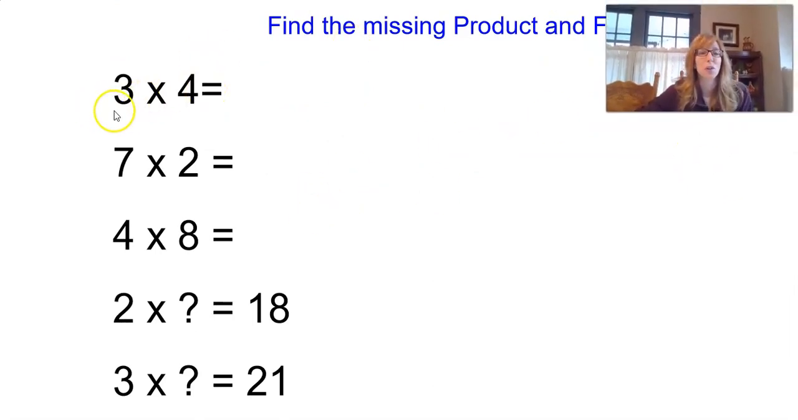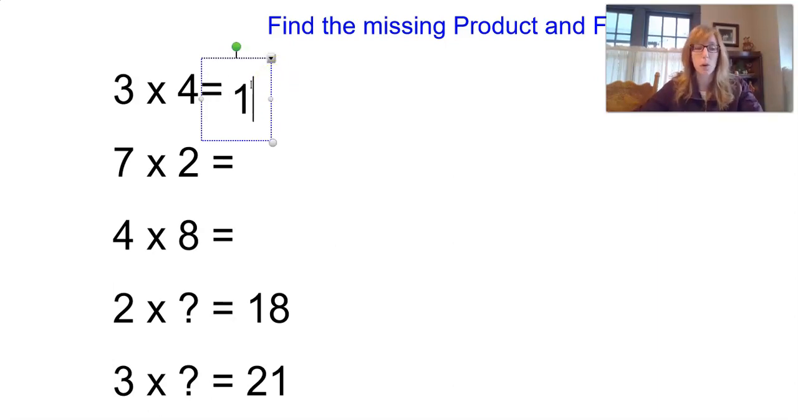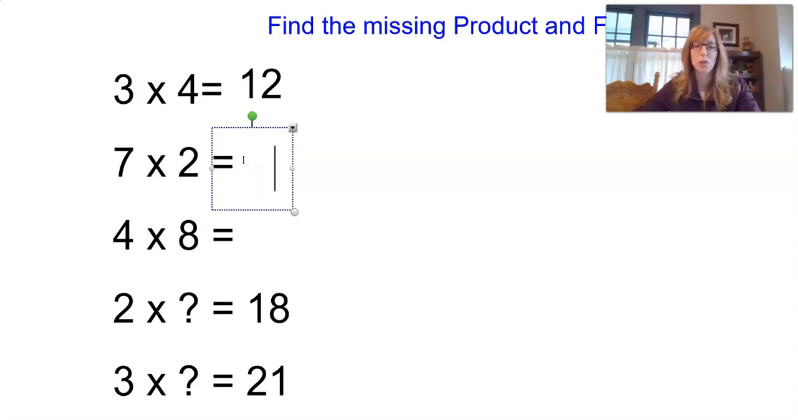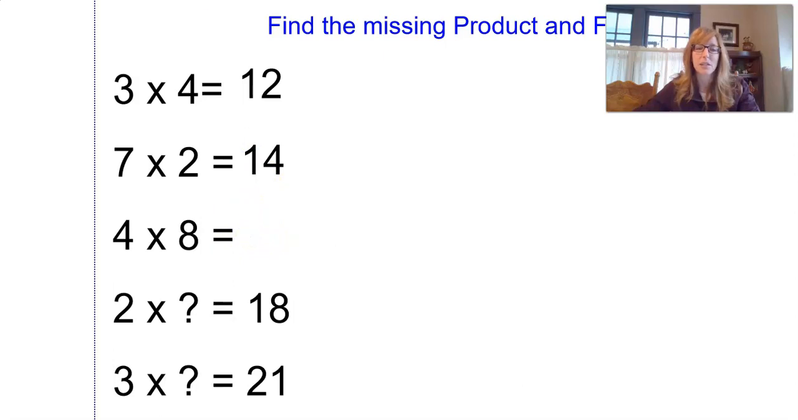Okay, so let's do 3 times 4. Think to yourself, what is 3 times 4? Okay, 3 groups of 4. You are correct, 12. So let's think of 7 times 2. So we have 7 groups of 2. They're always equal groups. Hopefully you're coming up with 14. What did you come up with? 4 groups of 8. Hopefully you came up with 32.